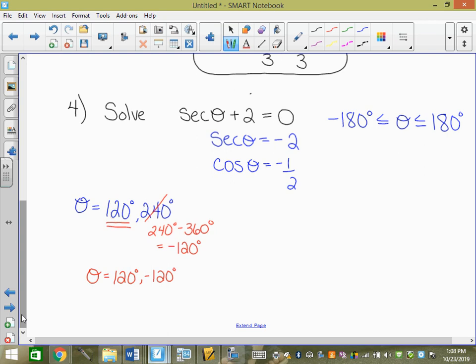No, that's not the reason why this is -120. It's just because they're in quadrant 2 and 3. It's the only way it's going to work that way.